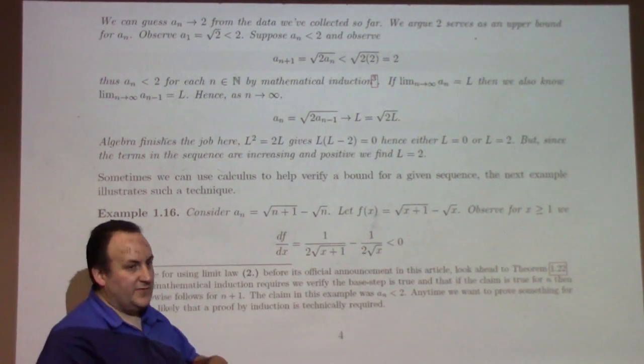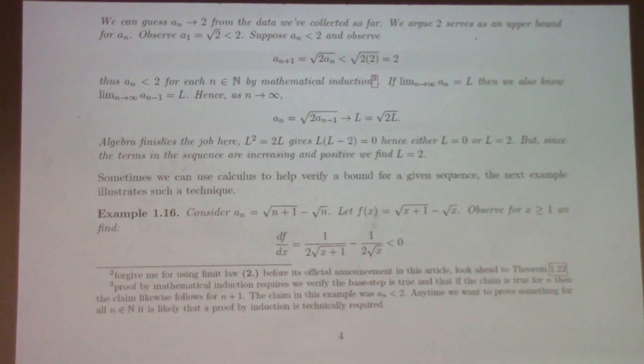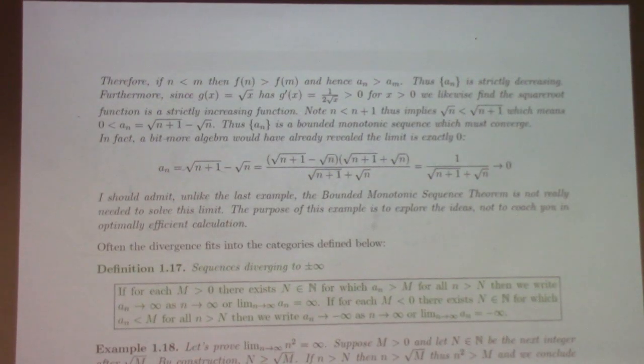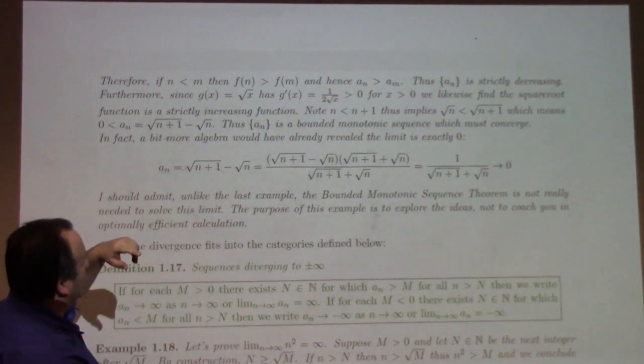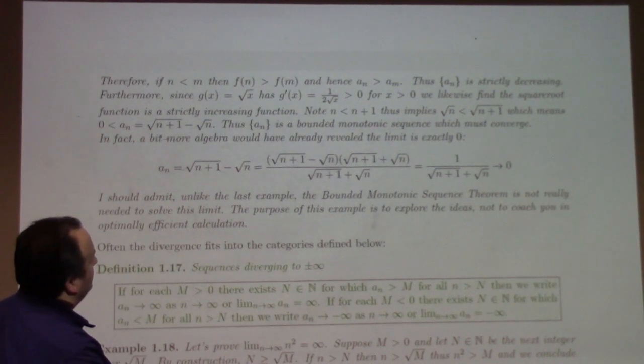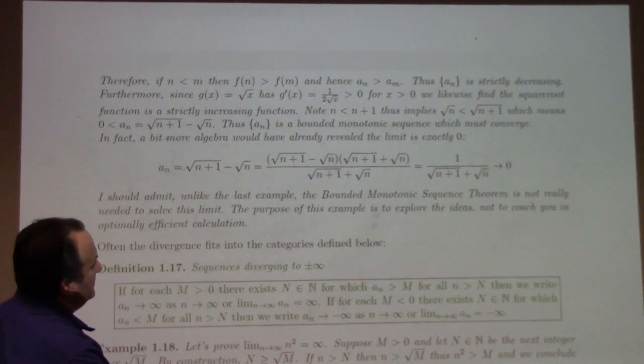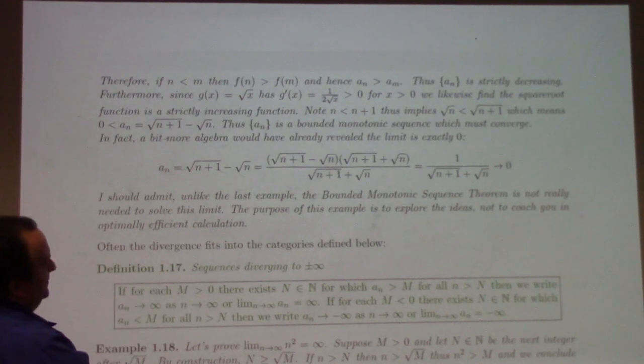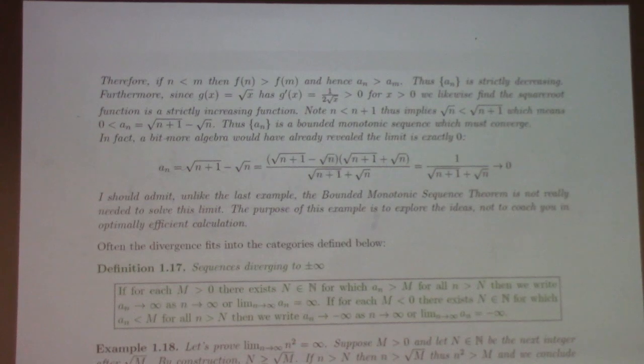What does that mean? If the derivative is negative, the function's what? Going down. It's decreasing. And if the function's decreasing, that means that if n is less than m, then f of n is greater than f of m. It's decreasing. And consequently, a sub n is greater than a sub m. In other words, if you see the function's decreasing, then the sequence to which it corresponds is also decreasing, right?